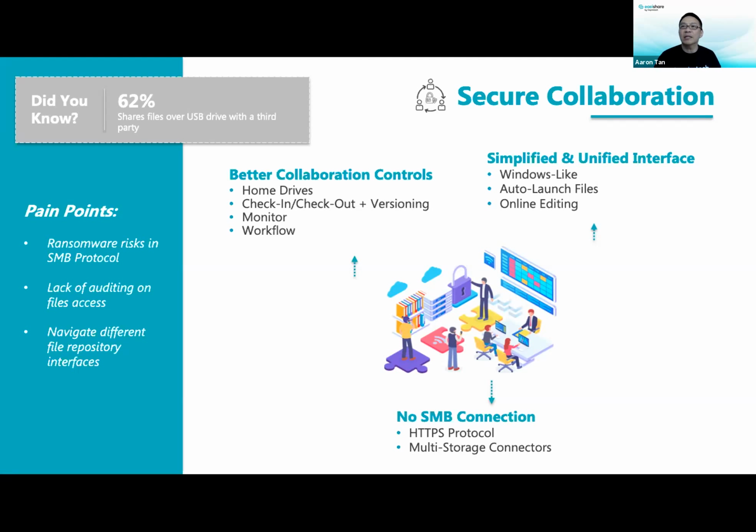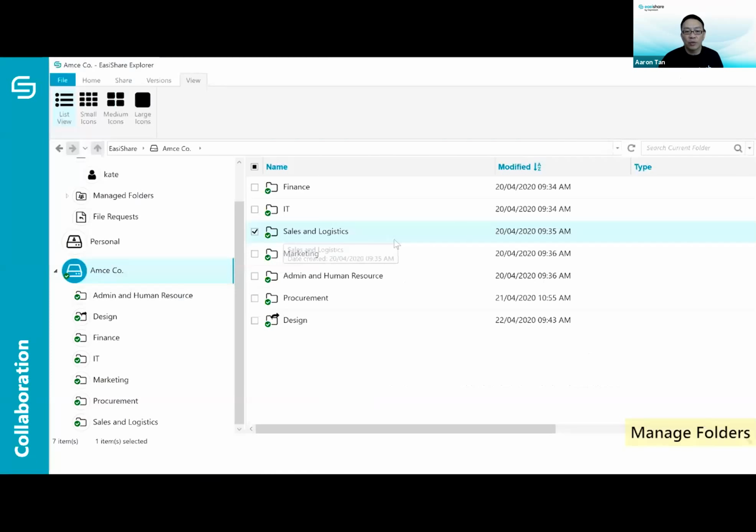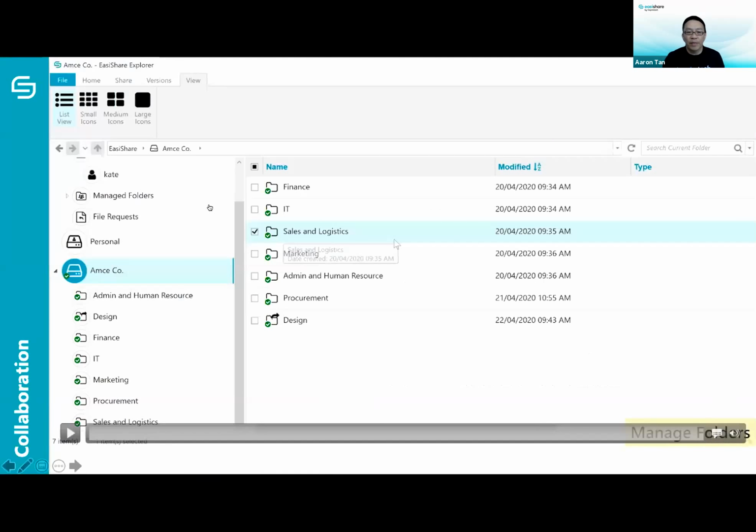So I've got a use case here for the JTC. They are a household name for you guys, okay? In this case, they are using our EasiShare to collaborate with external vendors for all the ad hoc projects that they're doing. Again, these are all large files, and authentication is also very important for them, for their internal as well as their external users, okay? So I'm going to have a quick video here to show you how we do the manage folder.